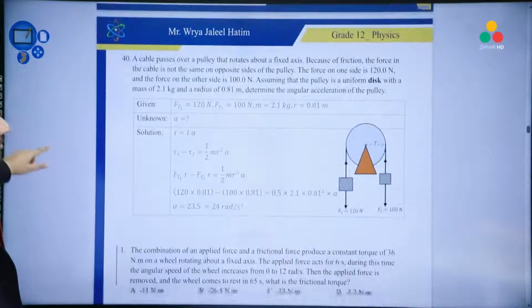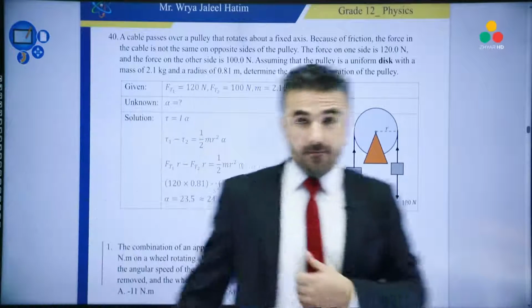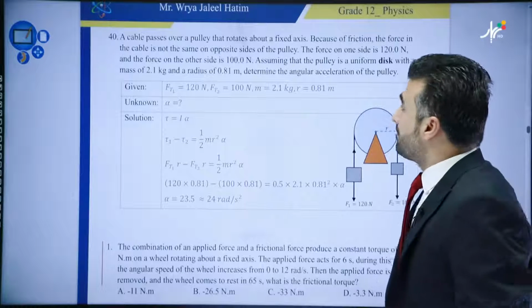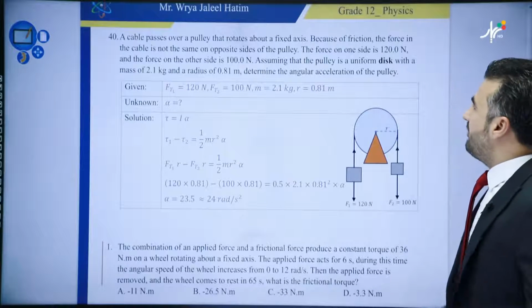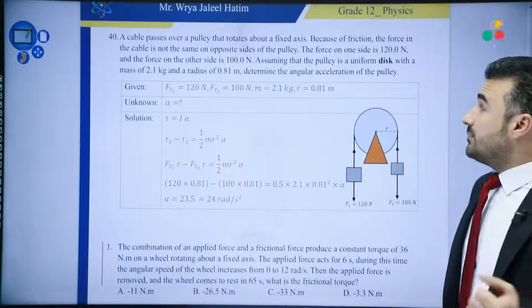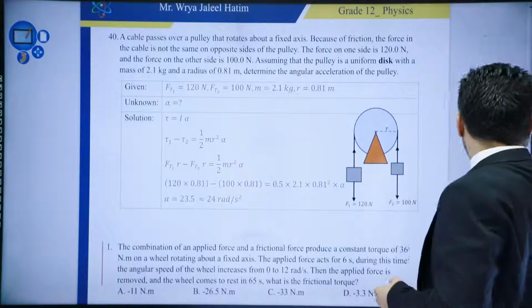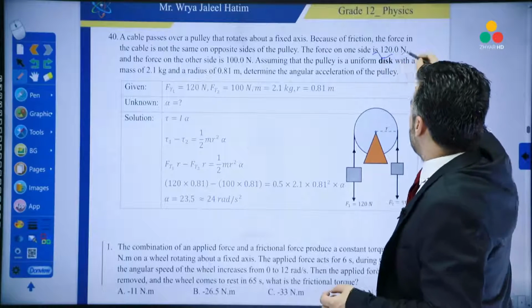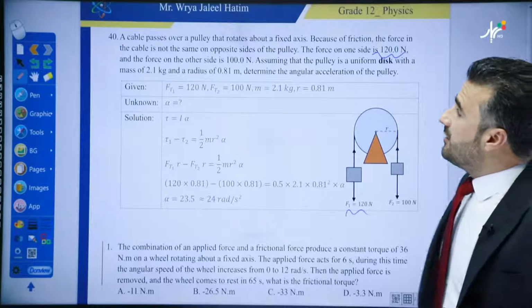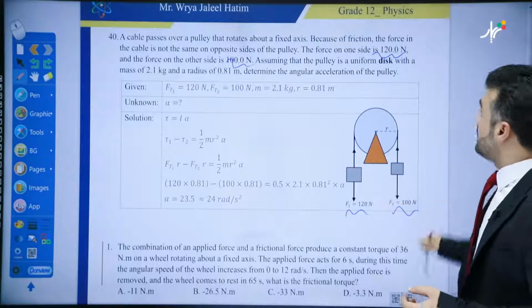We have this question here. It says, a cable passes over a pulley here. But remember, it's not just a pulley. You can see that there are two forces from each side of the pulley that rotates about a fixed axis. Because of friction, the force in the cable is not the same on opposite sides of the pulley. The force on one side is 120, and the force on the other side is 100 Newton, okay?